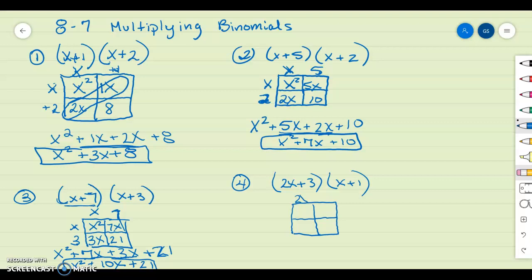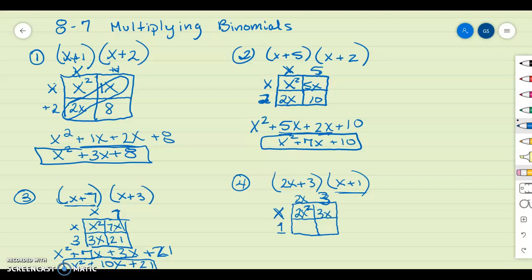So 2x and then a positive 3. So each term gets a spot on the top. Now, the second binomial has 2 terms in it. They have an x and they have a 1. Well, now 2x times x is going to be 2x squared. That's what goes in the first box. 3 times x is 3x.